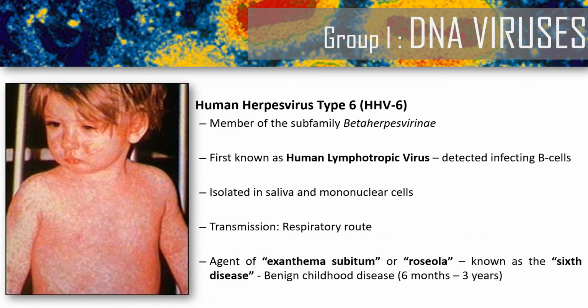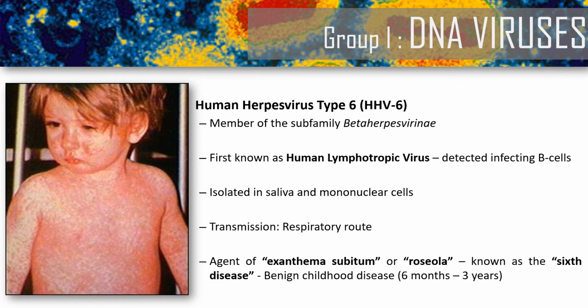Next, class, you have human herpes virus 6, a member of the beta herpesvirus. So, it is a sibling of HHV-5, cytomegalovirus. It was first known as human B lymphotropic virus. It is detected infecting B cells, isolated in saliva and mononuclear cells. The transmission is through the respiratory route.